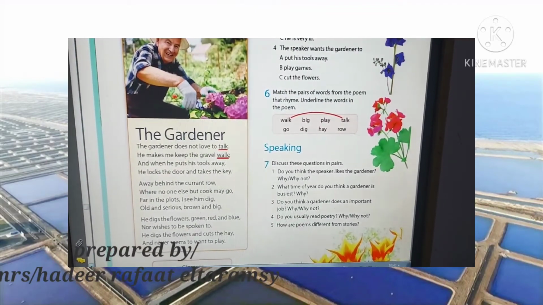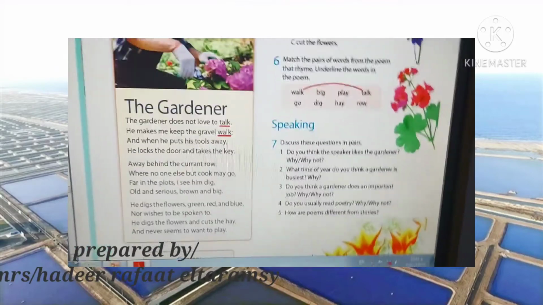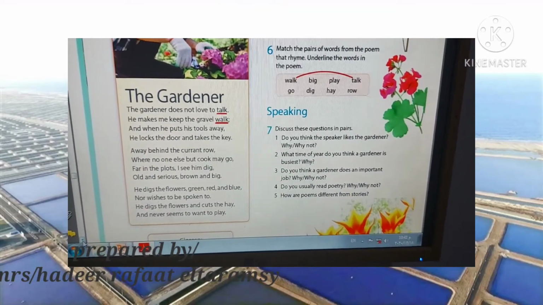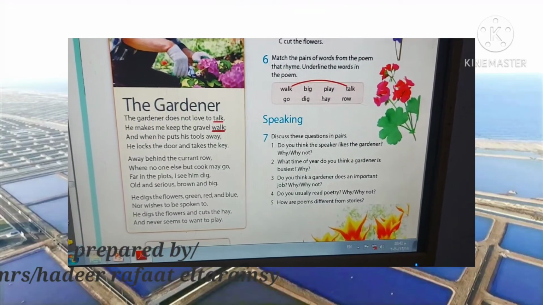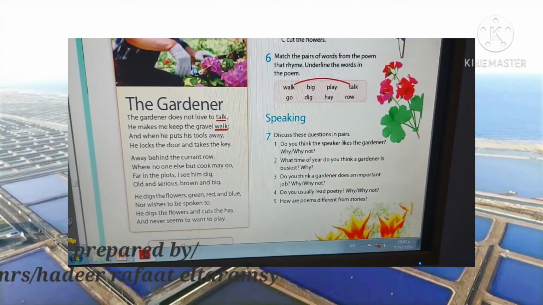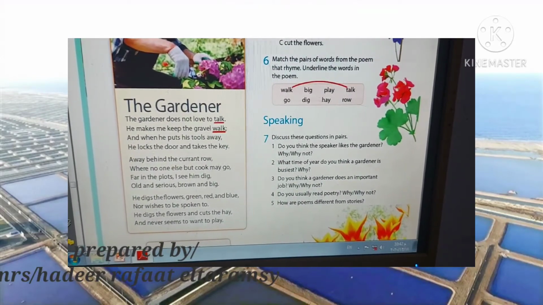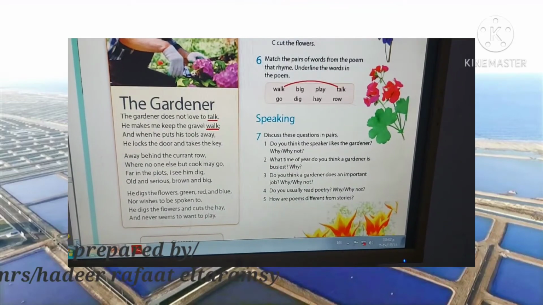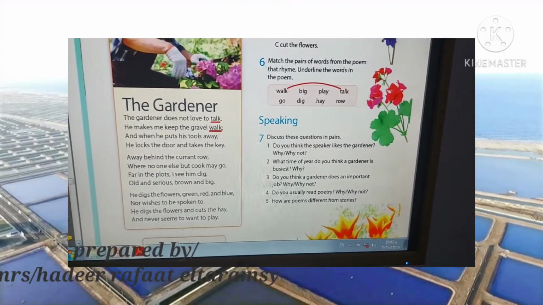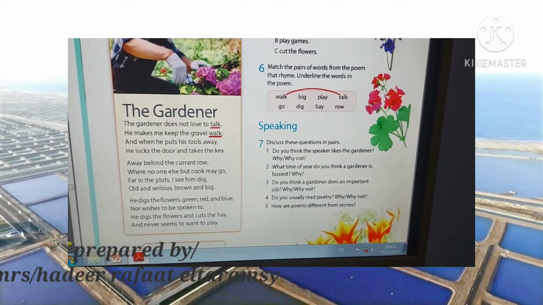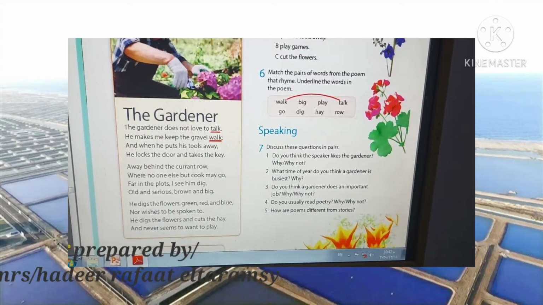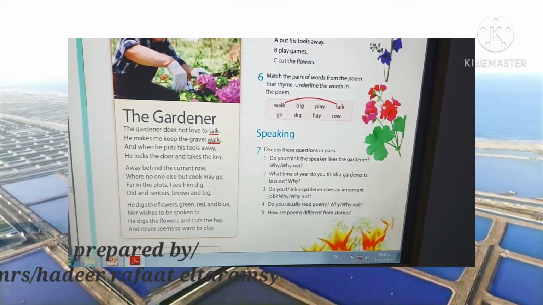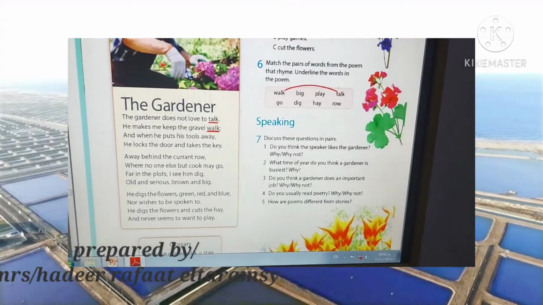I see him dig. Old, serious, and brown and big. He digs the flowers, green, red, and blue, nor wishes to be spoken to. He digs the flowers and cuts the hay. What do I mean by the hay? The hay means القش. He never seems to want to play. Okay, the gardener wants to work. He is very serious and he wants to work in a serious way. But the one who tells the poem is a kid, so he wants to play with the gardener, but the gardener doesn't want to play with him.